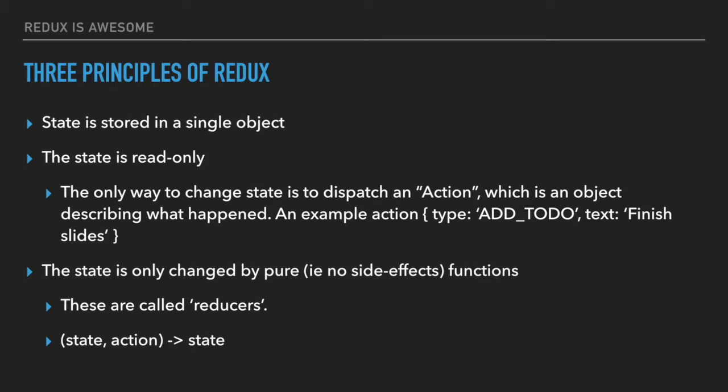The state can only be changed by pure functions. So a pure function is one that doesn't do I/O, doesn't change global state, doesn't mutate its parameters. These functions are called reducers, and the general signature is it takes the application state and the action, and then it returns the new state. So it takes the old state, does some work, and then it returns a new state object.